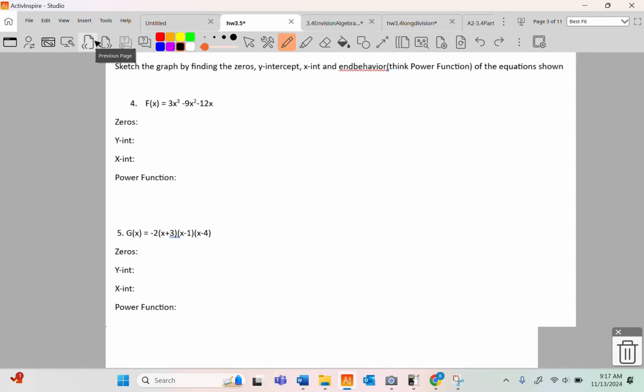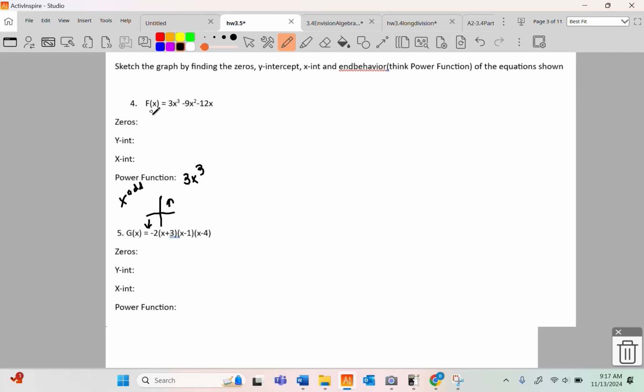All right, so I'll do one of these. You're supposed to sketch the graph by finding the zeros, the y-intercept, the x-intercept, and the end behavior, which means you think about the power function. The power function on this guy is 3x cubed. That's an x to the odd. So whenever I actually do some graphing, I'm going to start low and I'm going to end high. You have a quiz Friday, I think. That's part of it.